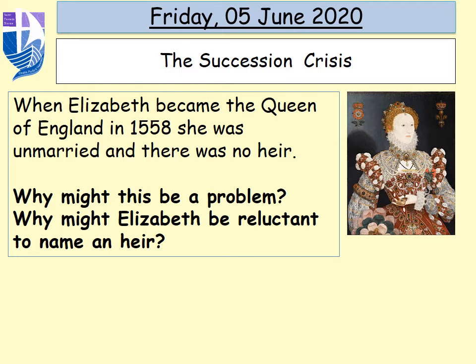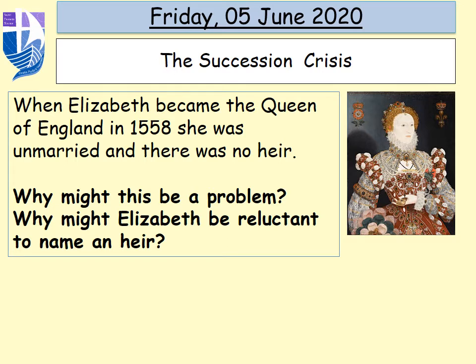Now, this could obviously be solved if Elizabeth got married and had children, and that would create natural heirs. But at 25, Elizabeth was unmarried and had no heir to the throne. And actually, comparatively speaking, 25 in those days was fairly old not to be married during that time period.